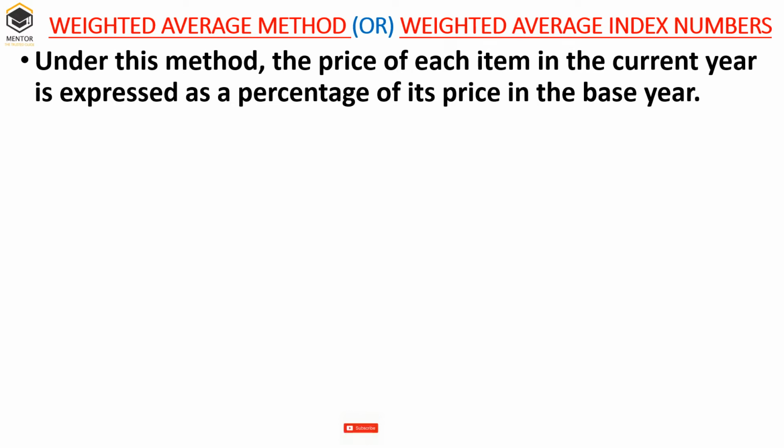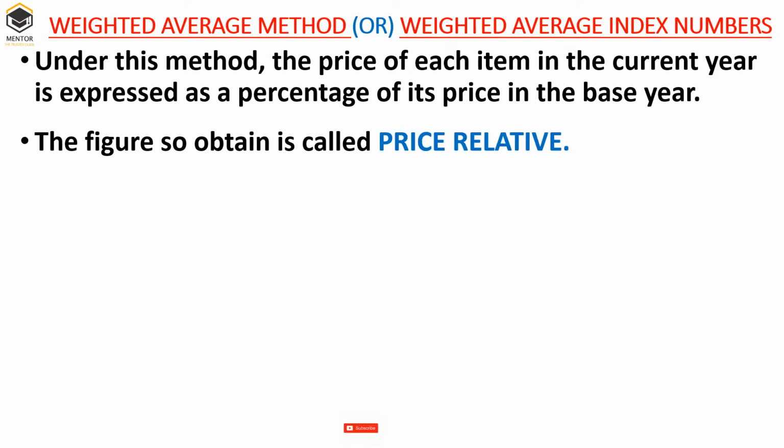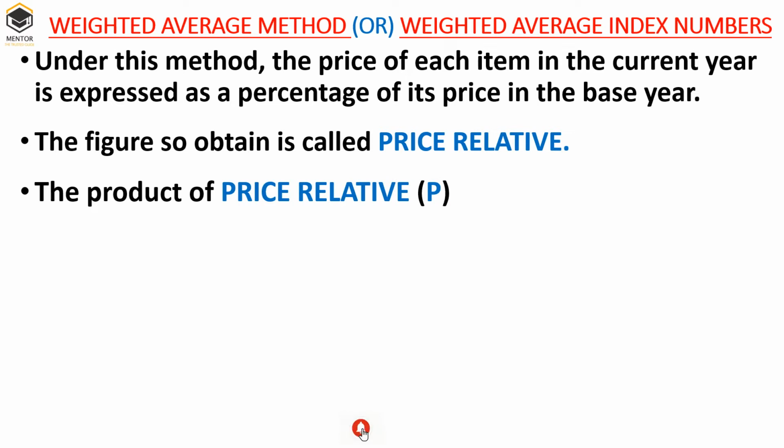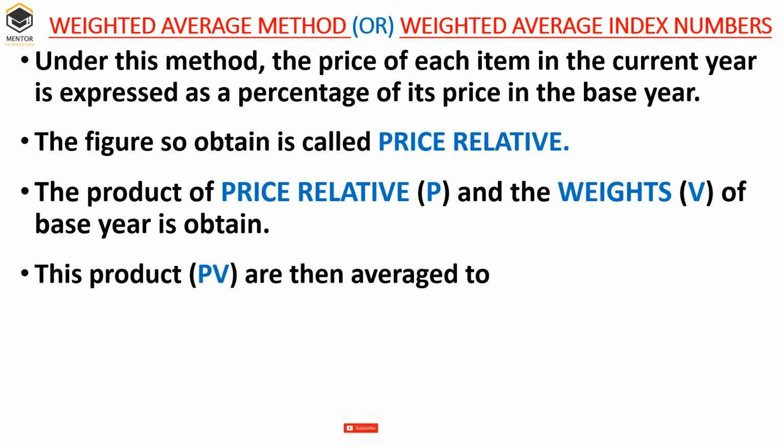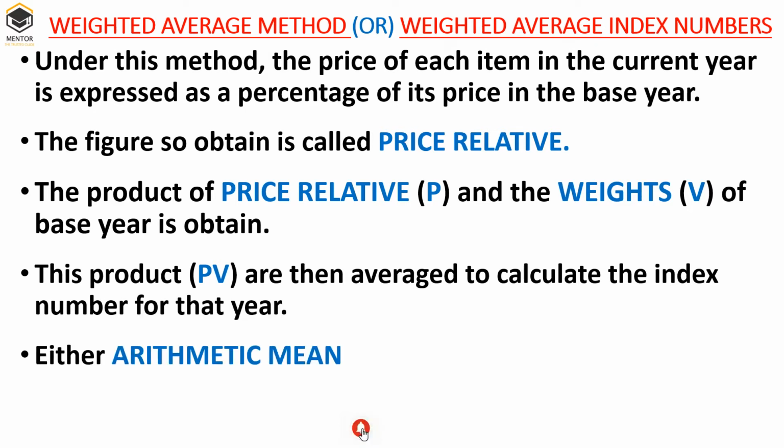Under this method, the price of each item in the current year is expressed as a percentage of its base year. It's nothing but our price relative. The figure so obtained is called price relative. The product of price relative P and the weights V of the base year is obtained. These products PV are then averaged to calculate the index number for that respective year, either by using arithmetic mean or geometric mean.